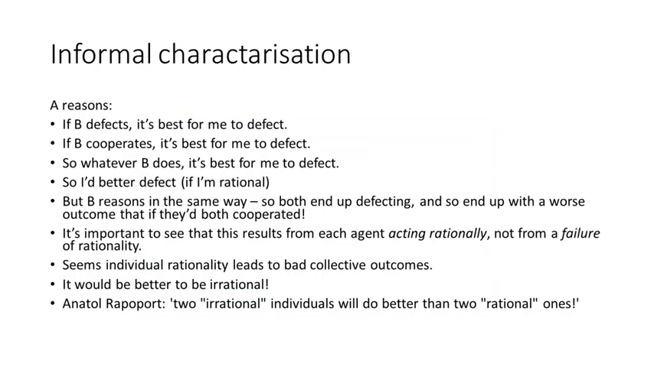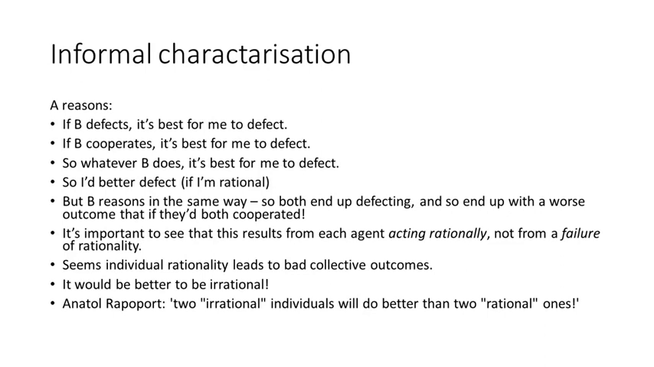But now, of course, both defect, and so both end up getting 9 years in prison, whereas if they cooperated, they would have only got 1 year in prison. So clearly the best thing for them would have been to cooperate. The best thing for them collectively would have been for them to cooperate, right? -1, -1. But they both defected through this rational process of reasoning. They both figured out that the best thing to do is to defect, but they've got a much worse outcome by both defecting, 9 years in prison, than if they'd both cooperated.